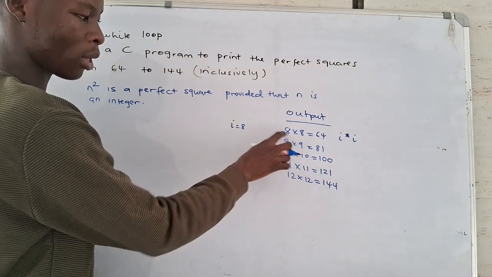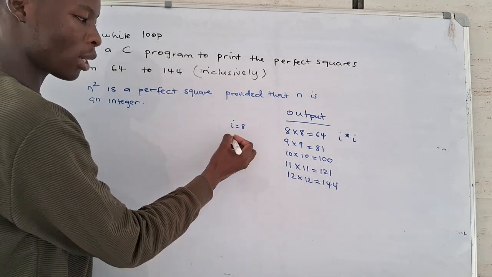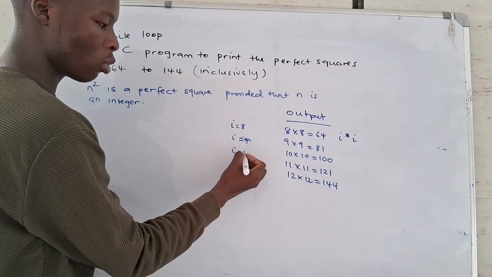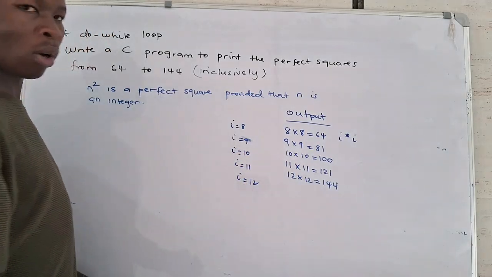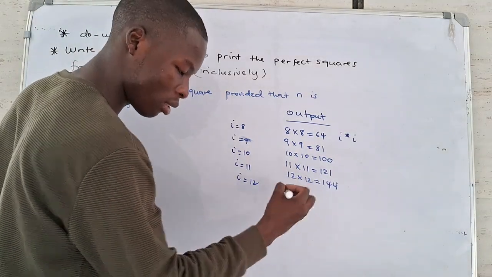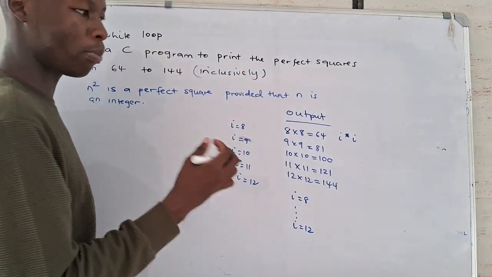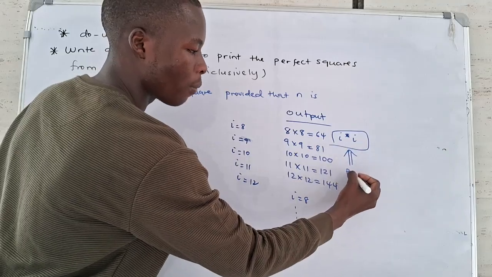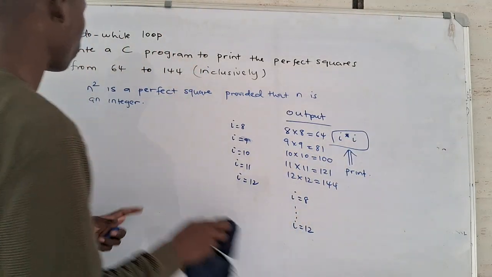Then I'm going to implement this I value from 8 onwards. Here I is equal to 9, 10, 11, 12. So the initial value of I should be 8 and the last value of I should be 12. And I want to print this. So let's write the program.